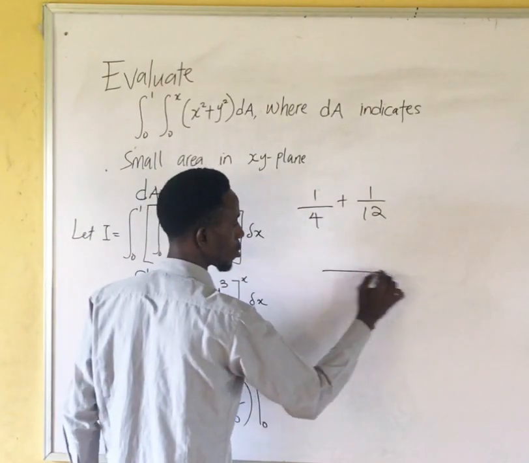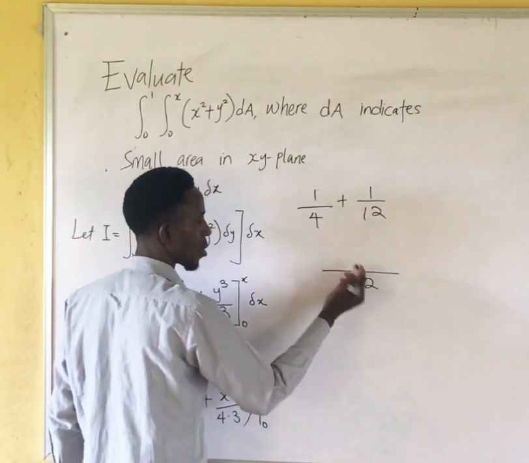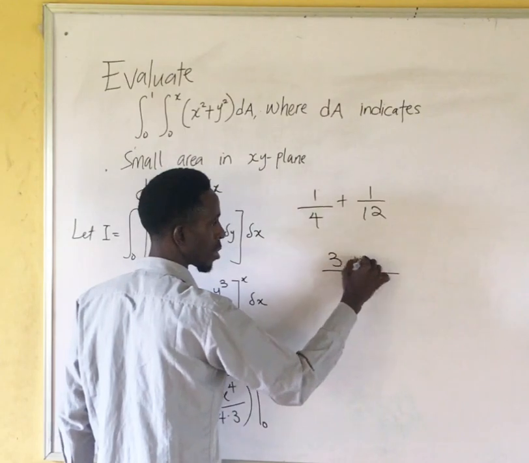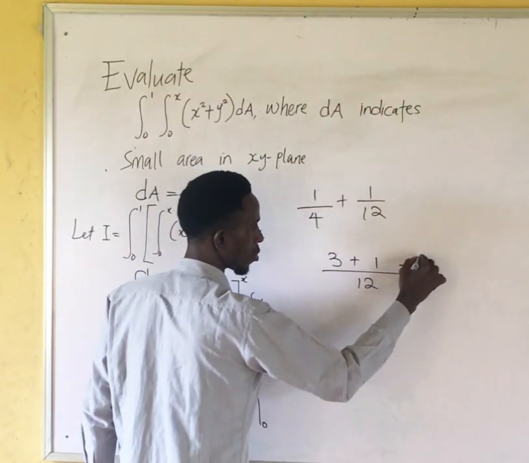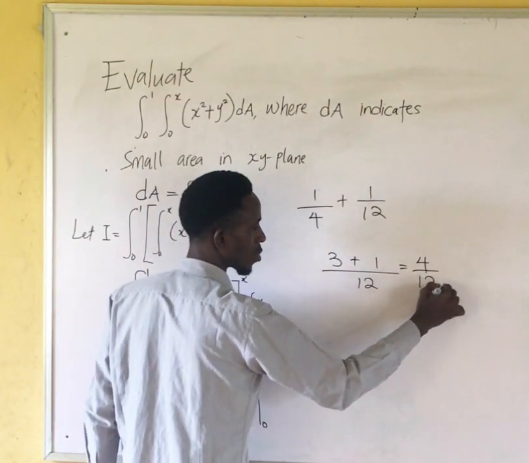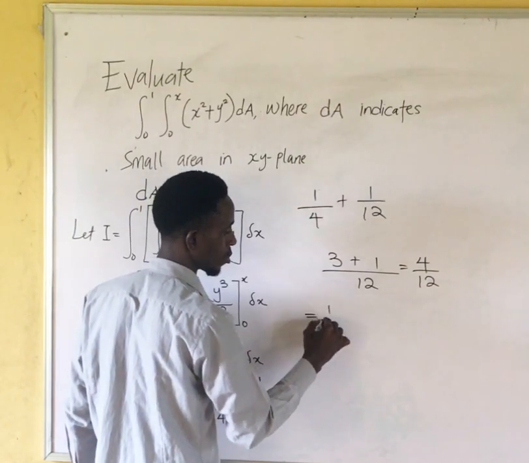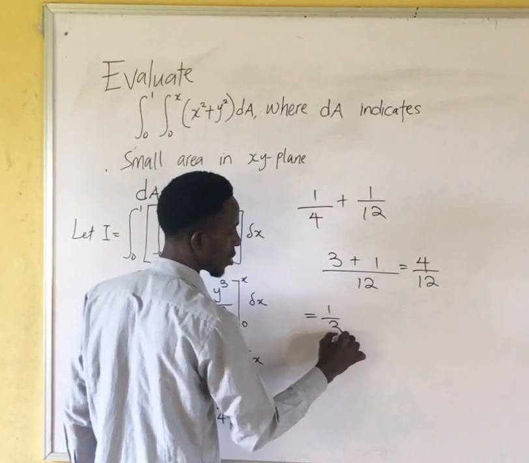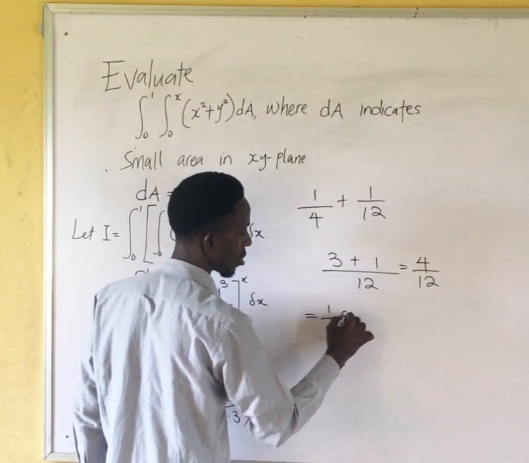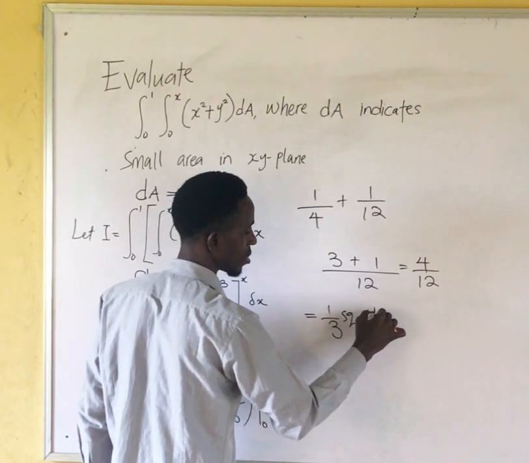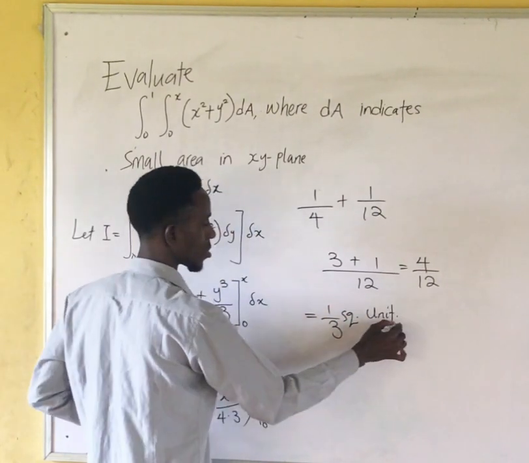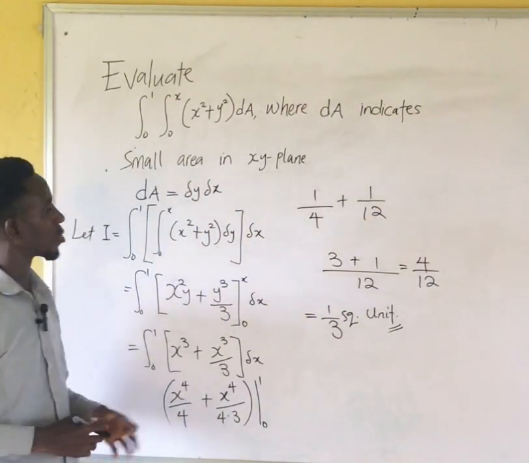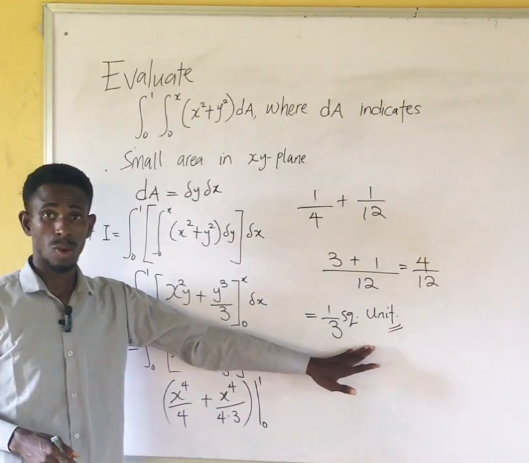Then it is addition, so I'm just going to look for the LCM. 4 goes into 12 three times, gives me 3, plus this gives me 1. So I'm going to have 4 over 12. And if I evaluate that, I'm going to have 1 over 3 square unit. You see? It's an area. We're looking for the area, that's why I'm using square unit.